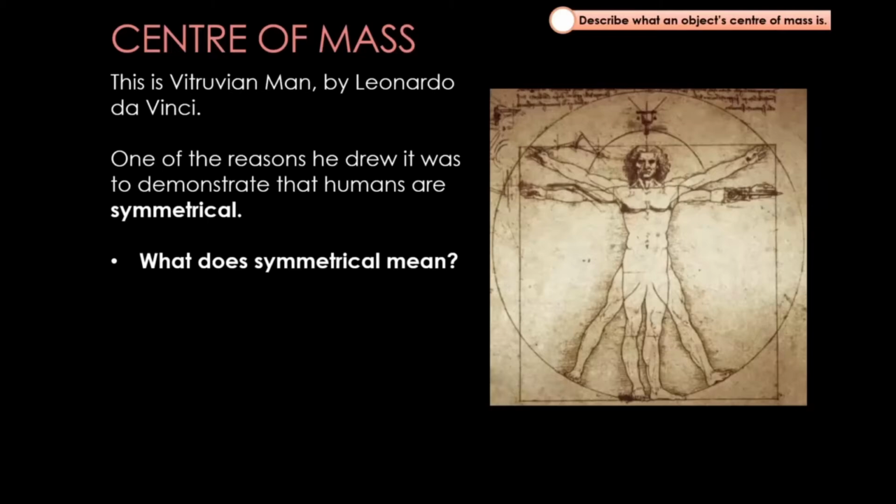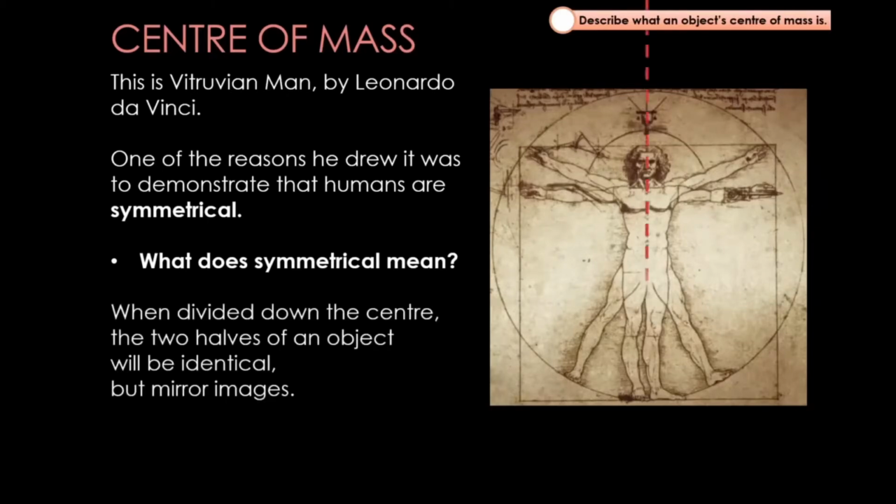Now, the definition that I'm looking for, and this is the one that you should get written down for symmetrical, would be this. When divided down the center, two halves of an object will be identical but mirror images. Now, that line that we've divided down the center, you could call an axis if you wanted to. That's good. I've called it here a line of symmetry.